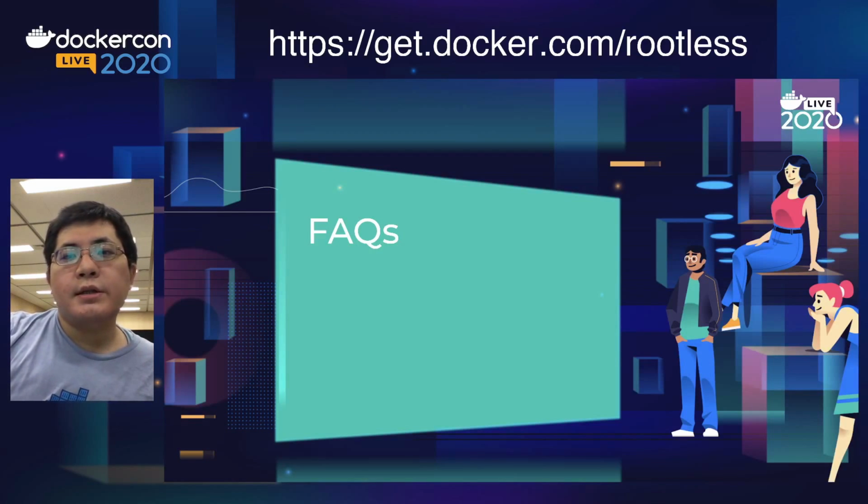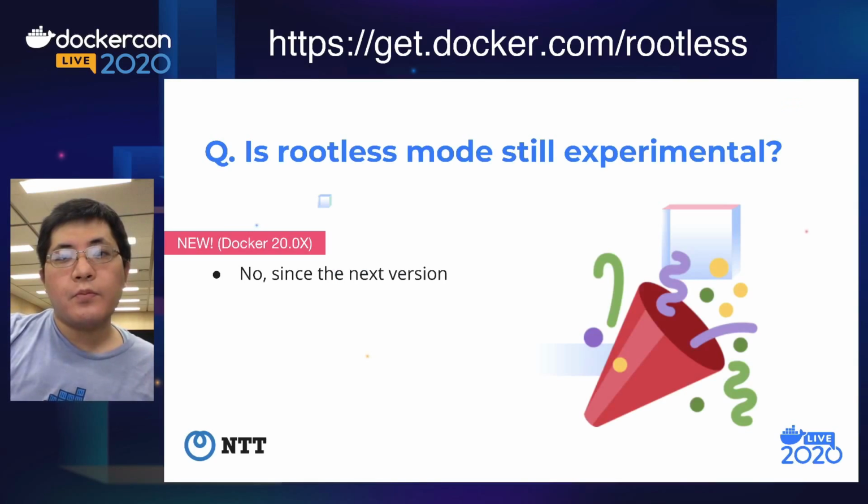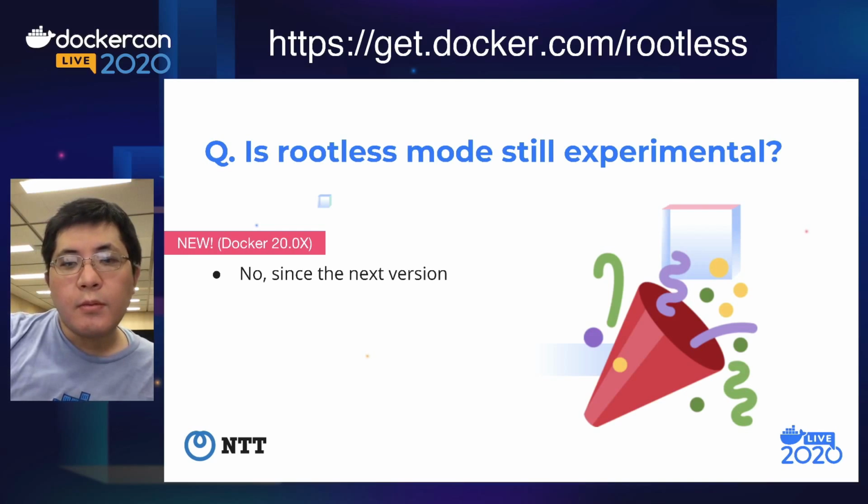And here are some frequently asked questions and answers. The first question is, is Rootless mode still experimental? So yes, it's still experimental in the current version 19.03. But it's going to graduate from experimental in the next version of Docker, version 20.0x. This version will be released in the next couple of months.